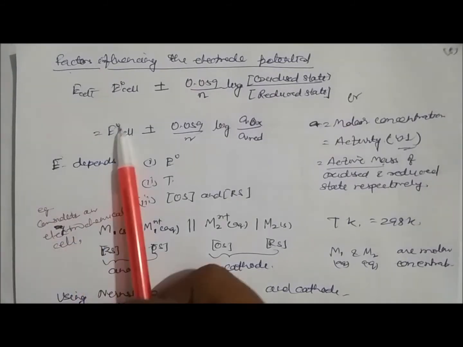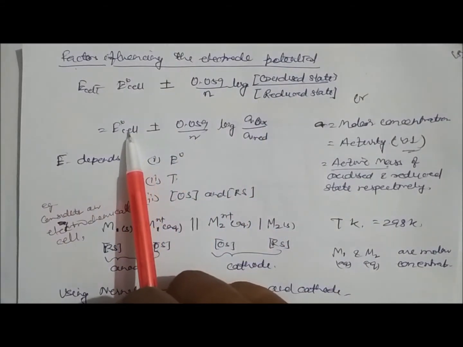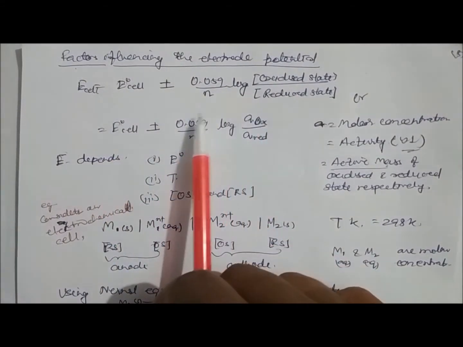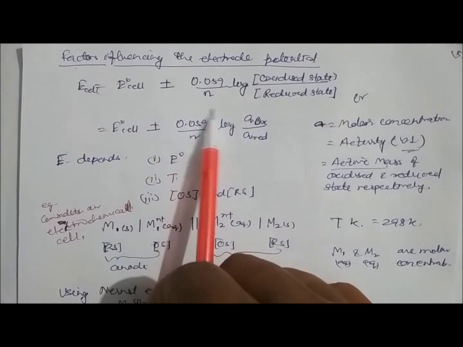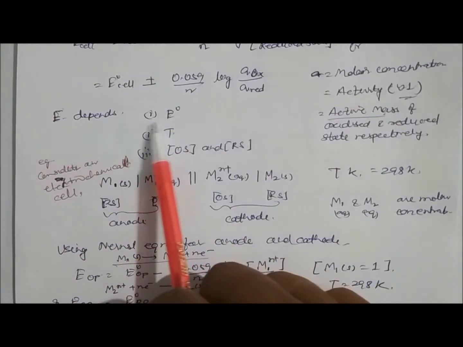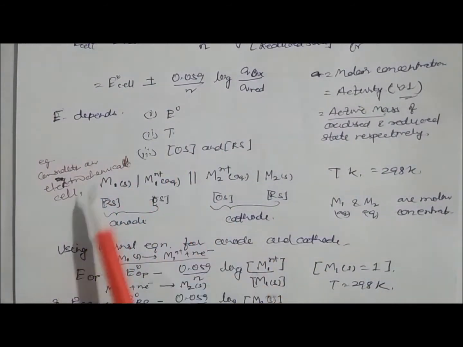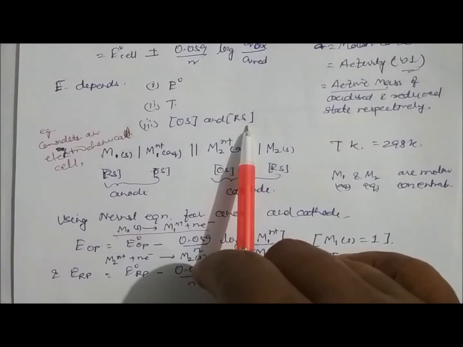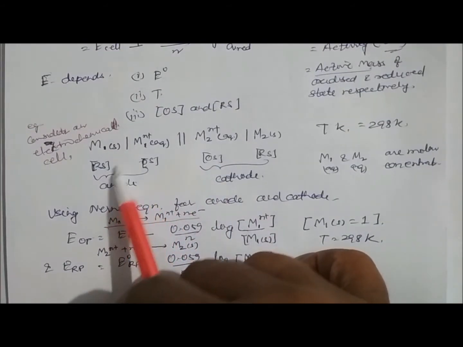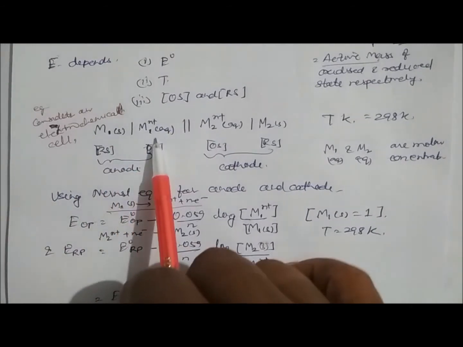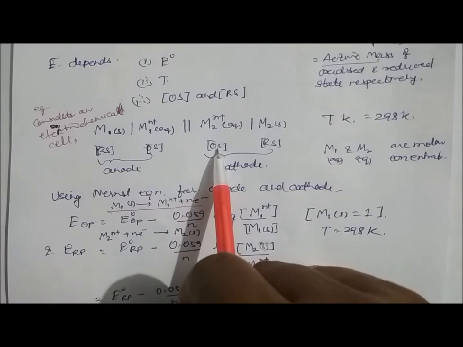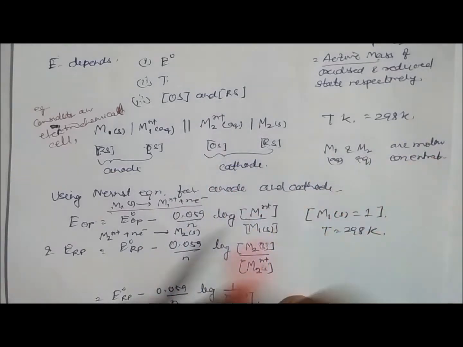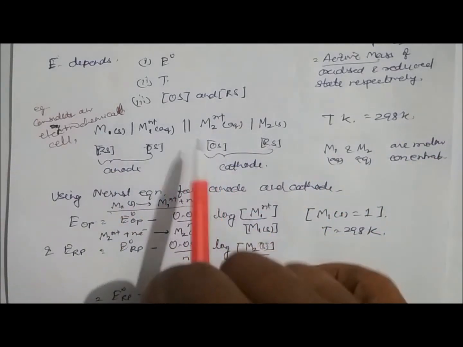So what are the factors influencing the electrode potential? We already know the Nernst equation, which we have derived: E naught cell plus or minus 0.059 by N, where N is the change of electrons, and log of OS by Rs. So this depends upon the E naught of the cell, the temperature of the cell, and the concentration of the oxidation state and the reduction state. This is our electrochemical cell. You can see very clearly M1 and M1 N plus, M2 plus. This is the oxidation state and reduction state at T Kelvin, that is 298 Kelvin, and M1 and M2 are the molar concentrations.